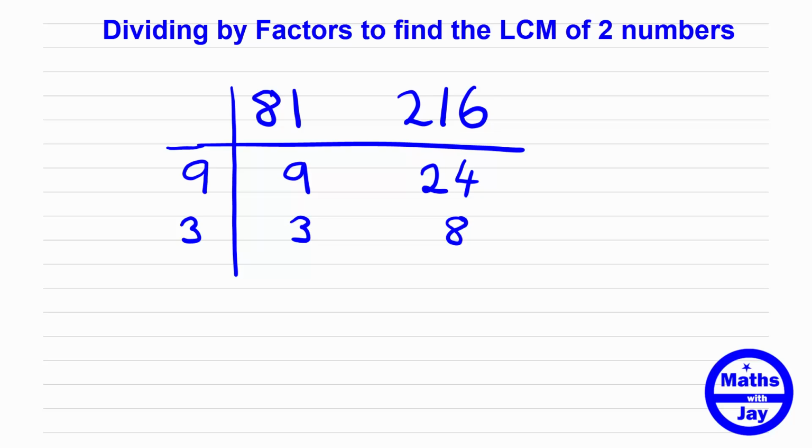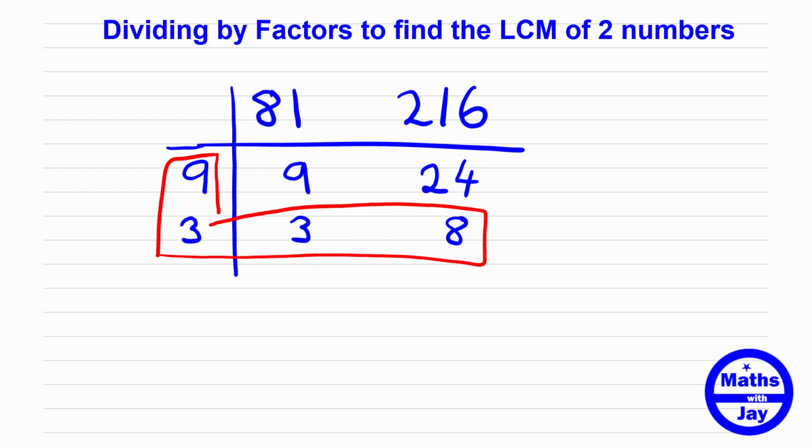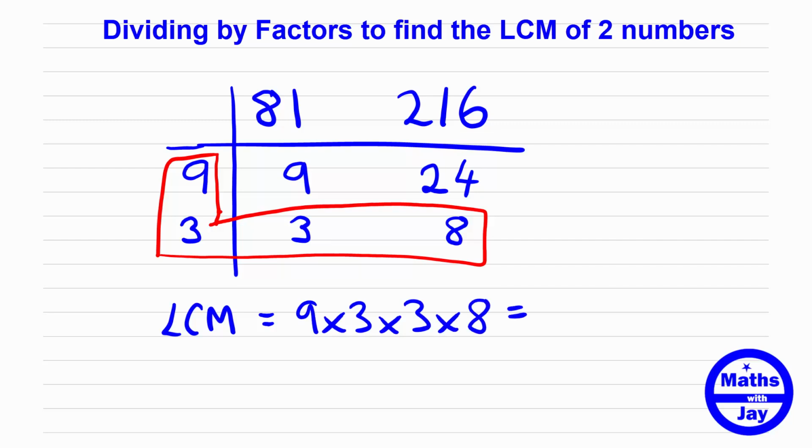And now to write down the lowest common multiple, what we want to do is multiply together the numbers we've been dividing by, so that's these numbers here, and the numbers that are left that we haven't divided by. So all these numbers multiplied together give us the lowest common multiple. So the lowest common multiple is given by 9 times 3 times 3 times 8. So that multiplies to, well, 9 times 3 times 3 is 81. 81 times 8, that will be 648, won't it? So that one is harder to work out in your head.